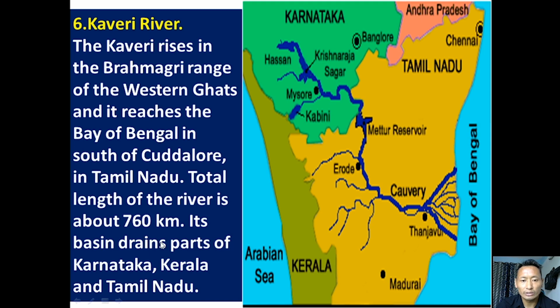Its drainage basin covers Indian states. We know what is meant by drainage system and drainage basin; we already learned this in part 1. It covers parts of Indian states like Karnataka, Kerala, and Tamil Nadu.